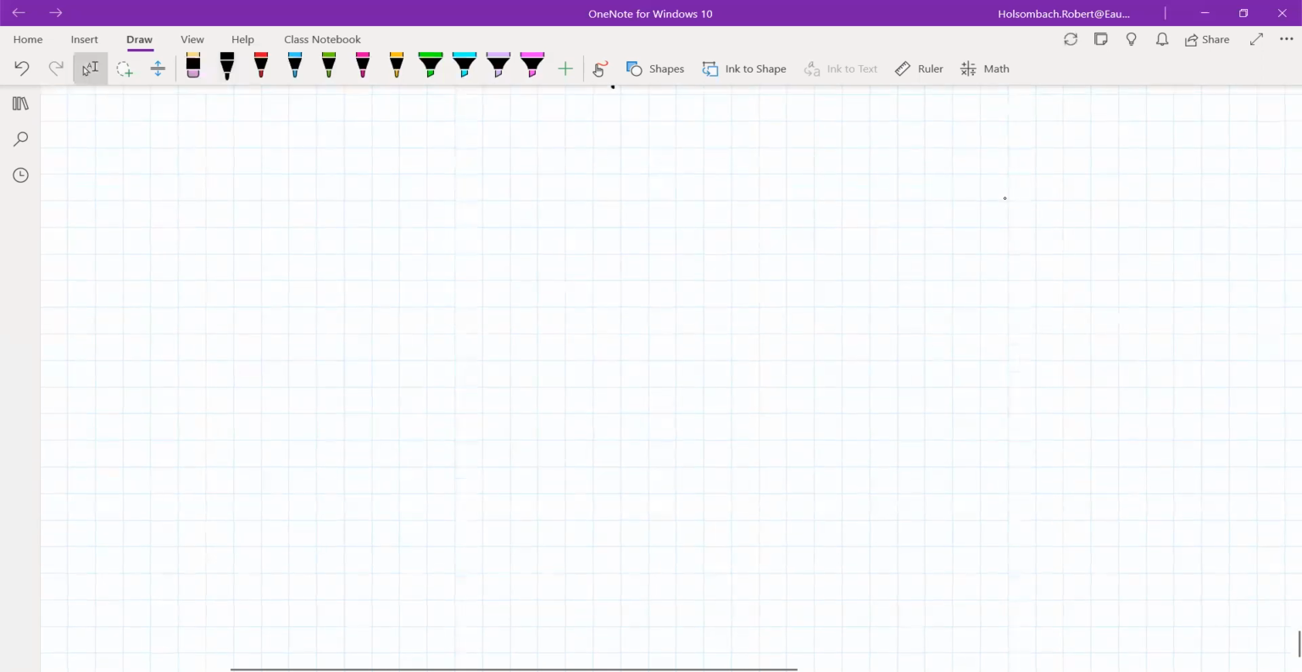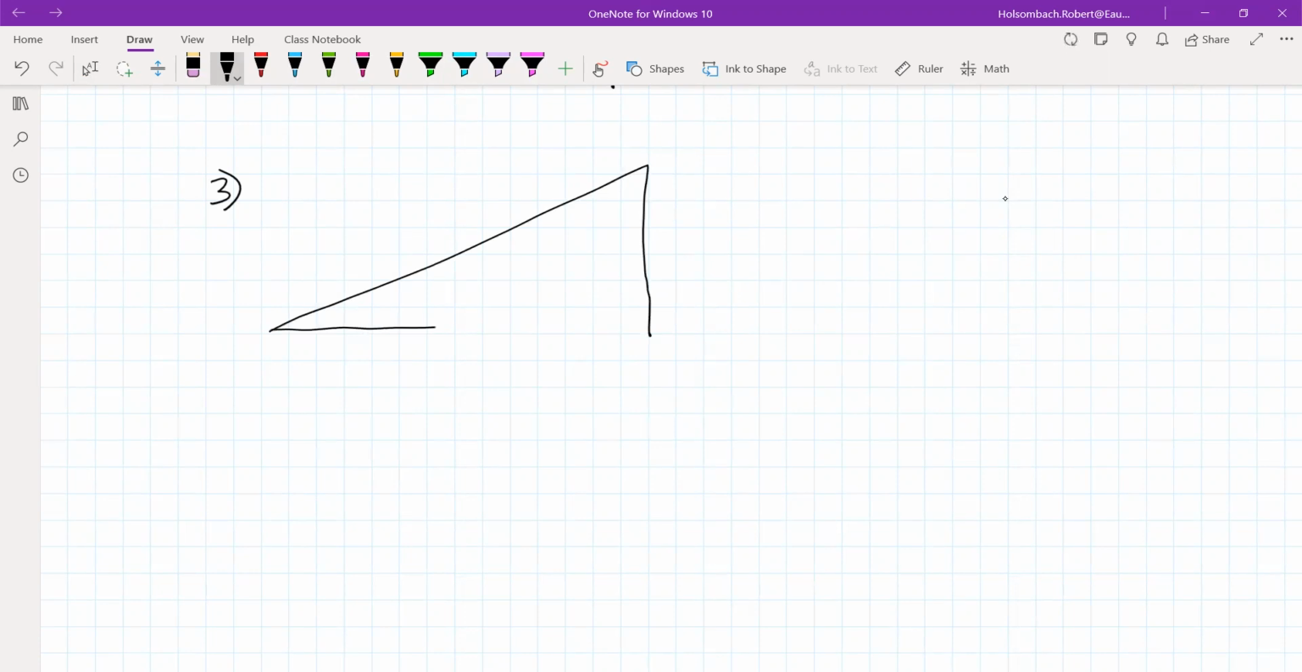Problem number 3. In problem number 3 and 4, we're rounding to the nearest degree. We're trying to find an angle measure now. So when you're finding an angle measure, you're going to be using inverse sine, cosine, and tangent. In relation to this angle, we've got the adjacent side and the hypotenuse. Adjacent and hypotenuse is cosine. So we're doing inverse cosine of the adjacent side over the hypotenuse.